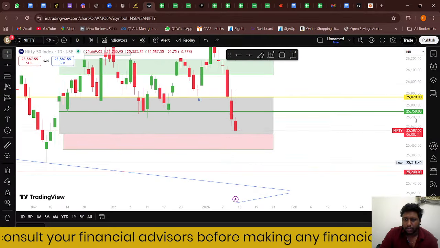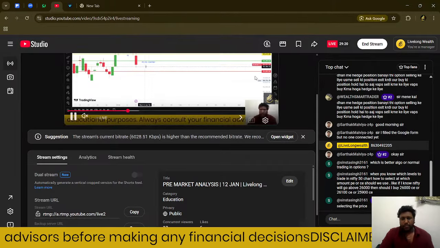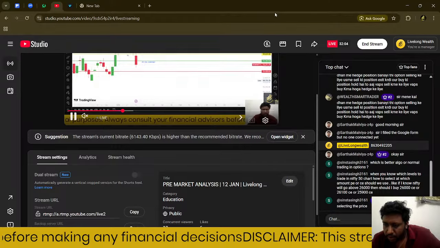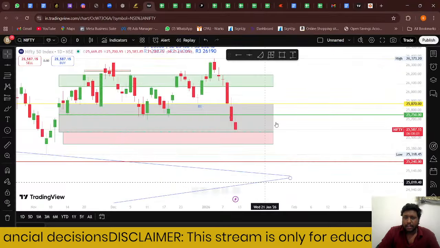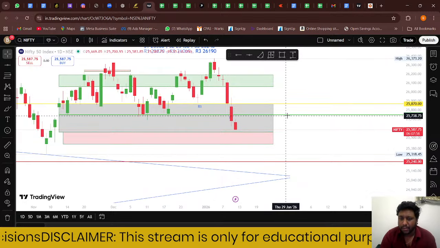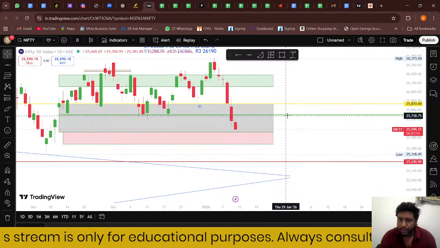It's testing almost at our support one. How to use VWAP for selecting the price? I usually add three VWAPs: VWAP OHLC, then VWAP high and VWAP low.